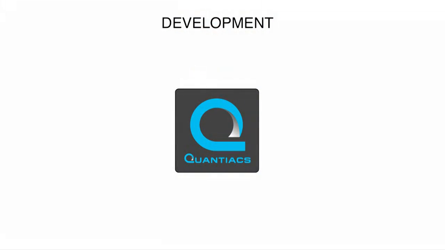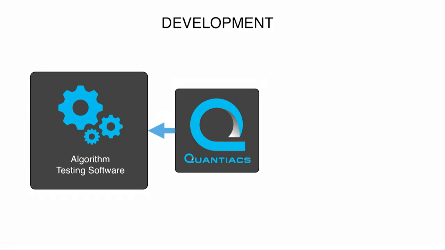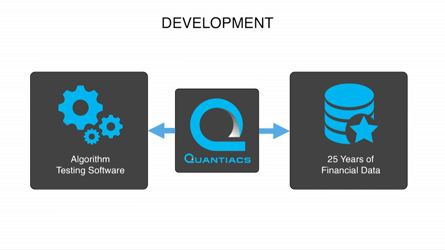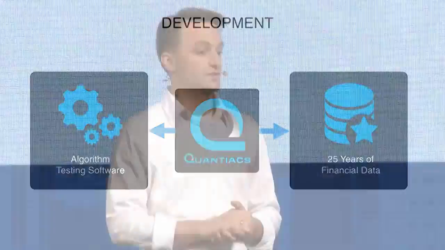So what does it take to write a trading algorithm? It takes software and it takes data. Quantiacs provides Alex and everybody else with free and open source software to build trading algorithms and 25 years of financial data. But let's take a look at the result of Alex's strategy.